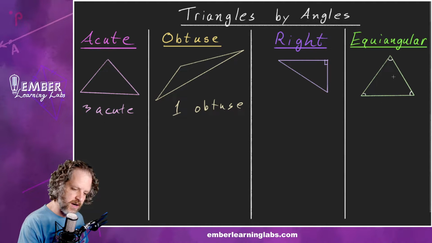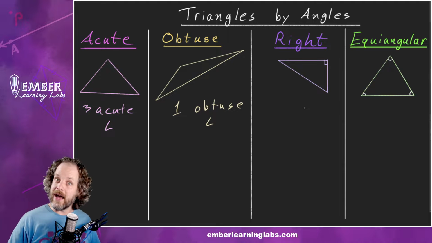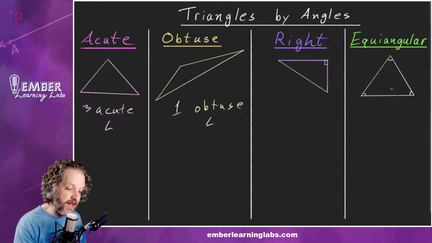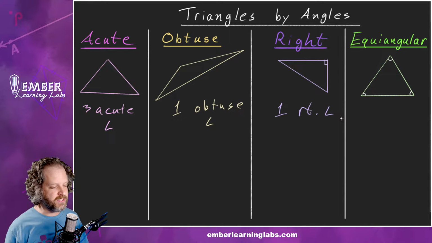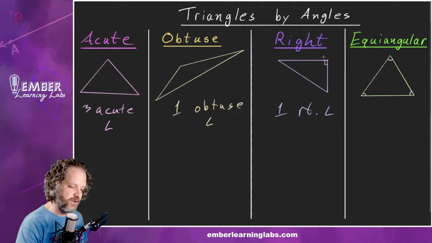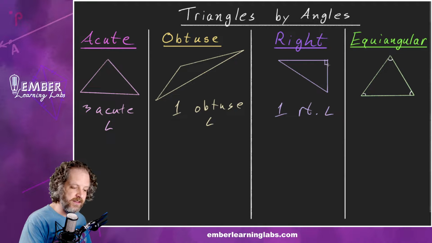Oh, I forgot to write angle. We'll write angle here, and then we'll come over here and write angle. There we go. Right triangle. That one's easy. So it has what? It has 1 right angle, right? What is a right angle? It's an angle that is specifically 90 degrees. It's marked with this square mark there.